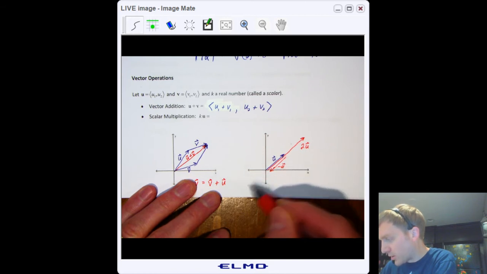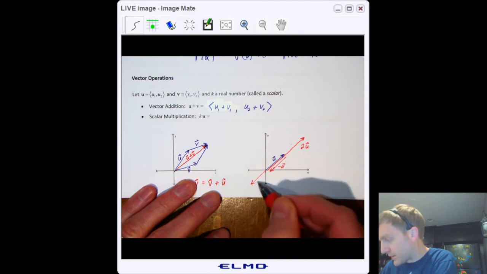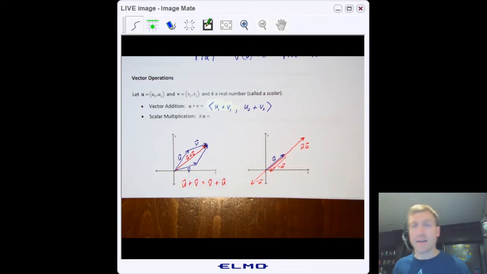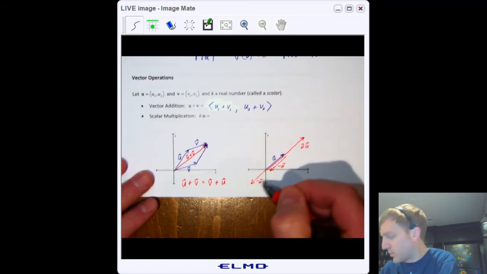Or you could also stick it on the end. Follow the same line there, but just going the opposite direction, the same length. That is also negative u. Either way you could represent it.